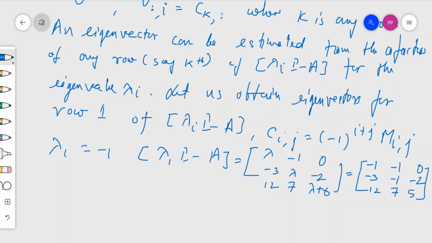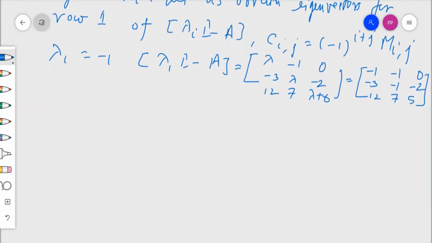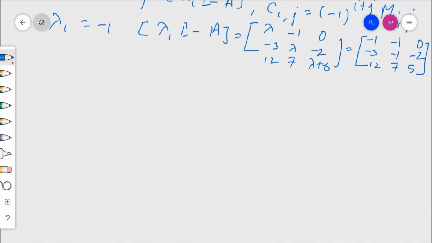So we start with the elements of V1, so we can write V11 equals C11. I am taking the cofactors along the first row of lambda I minus A. So for all the three cases I will repeat the same. However, you can take cofactors along any of the rows. So the result will be the same without any change.